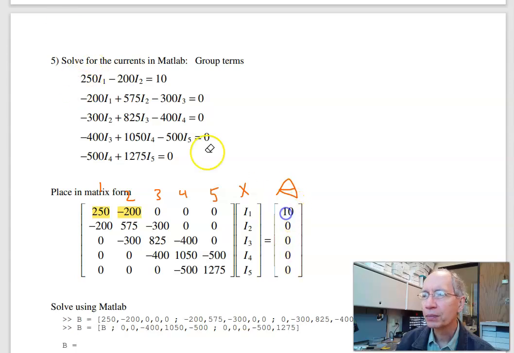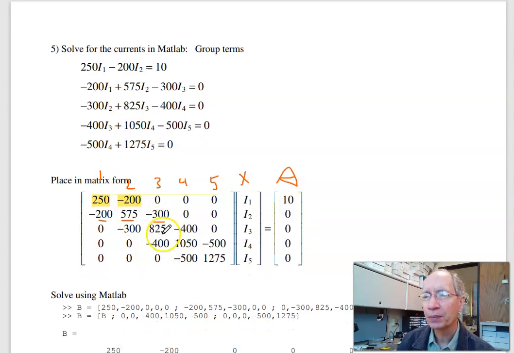Second equation, minus 200 I1 plus 575 I2 minus 300 I3 is 0. And so on, third, fourth, fifth equation.